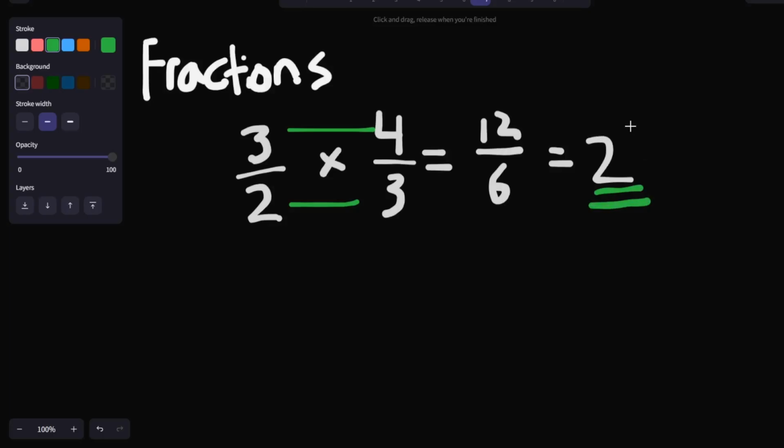So that's how you add, subtract, multiply, and divide fractions. Just remember, the goal is to have the denominators of all the fractions the same for adding and subtraction. And for multiplication, you just multiply the top and the bottom numbers. And for division, remember the rule: keep, change, and flip.